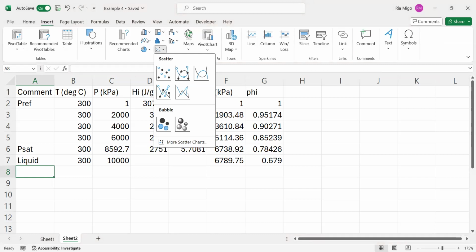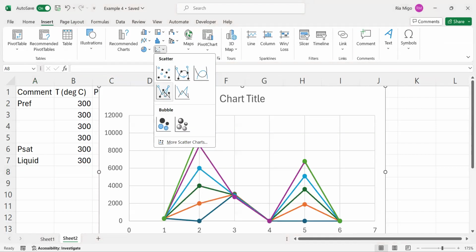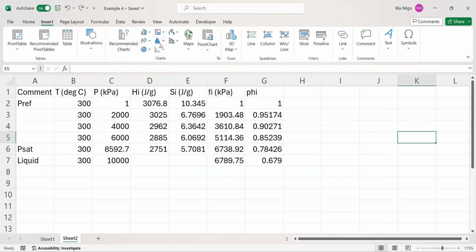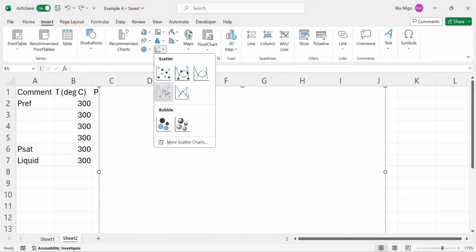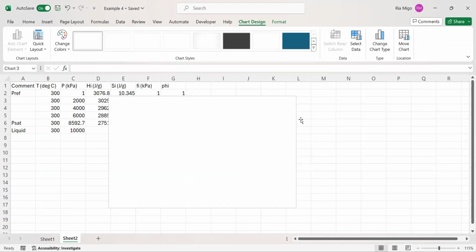Is this the scatter plot? Should be a scatter plot. Oops, wrong. Insert a scatter plot. Let me zoom out for a while. Okay, so this is our scatter plot.